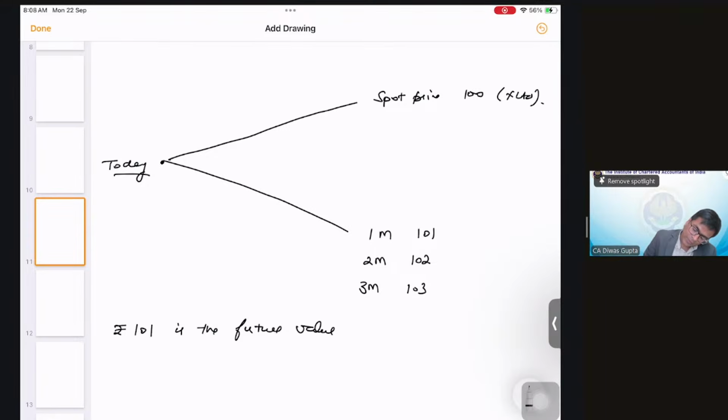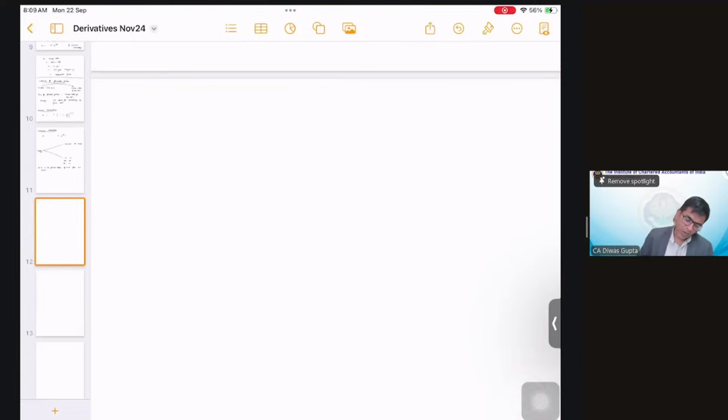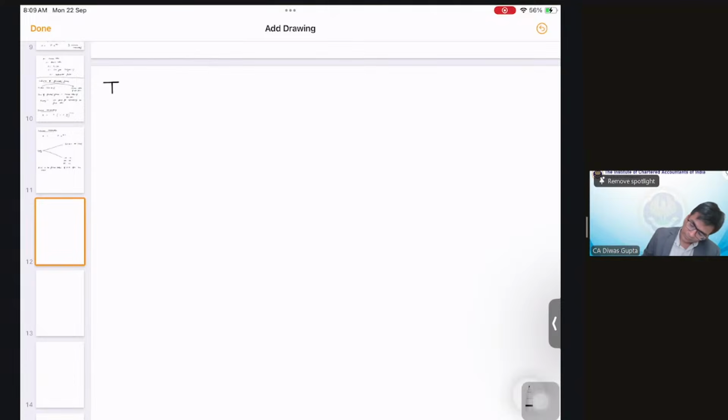Okay. So can I say that rupees 101 is the future value of rupees 100 after 1 month? Clear? So after 1 month, the future value as on today of 100 rupees seems to be 101. Clear, students? Any doubt, any other question? Please do let me know. We will come to the questions. We have lot many questions.